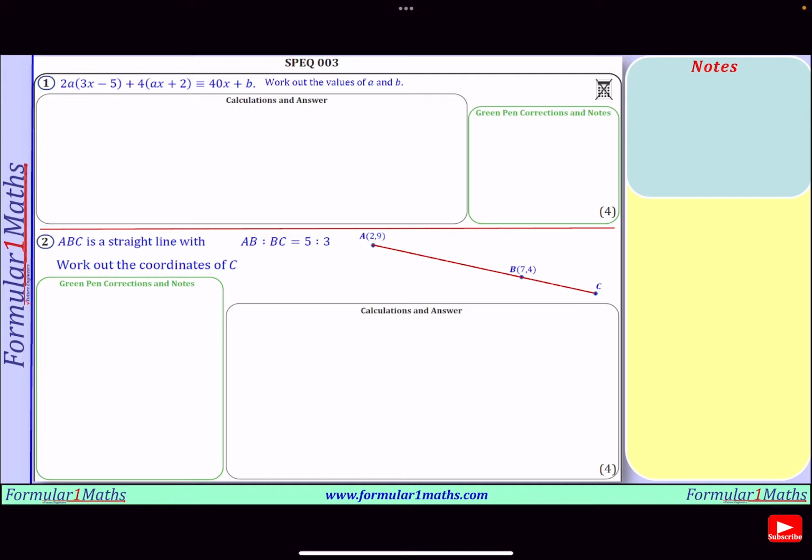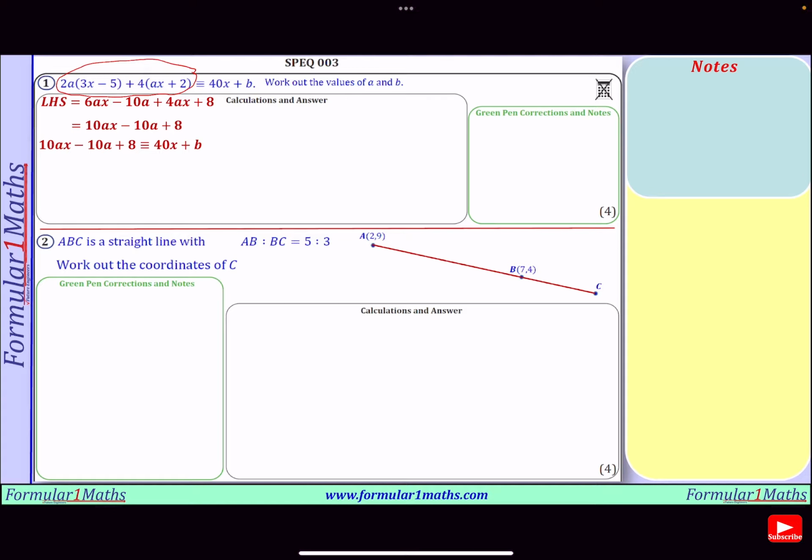So let's look at the left-hand side. If we take the left-hand side and expand it, we're going to get 6ax - 10a + 4ax + 8. Simplify it, you're getting 10ax - 10a + 8. So this left-hand side must be equivalent to the right-hand side, which is 40x + b.